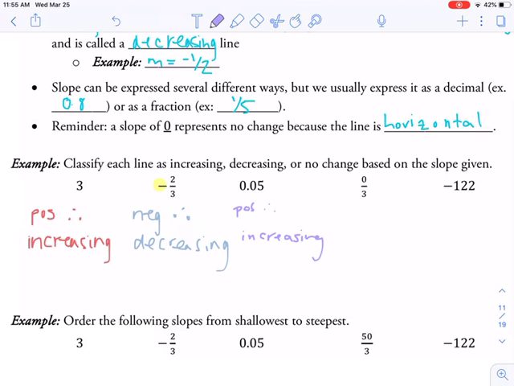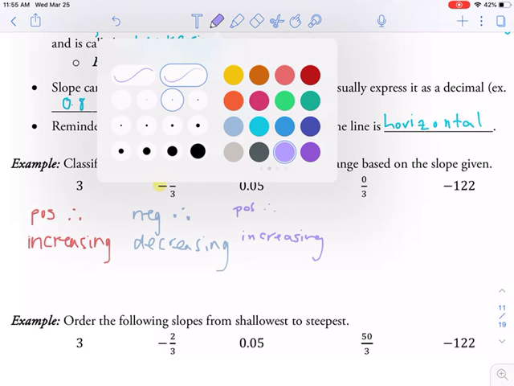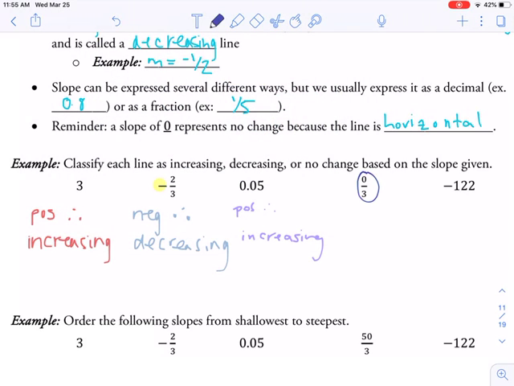Okay, the next one, we can see here that this one's a little bit funny, hey? We have 0 divided by 3, and so remember that when you divide 0 by anything, it just ends up as 0. Okay, and so because it's 0, then this is a no change line because the slope is 0, which means that the line is flat, so there's no change.